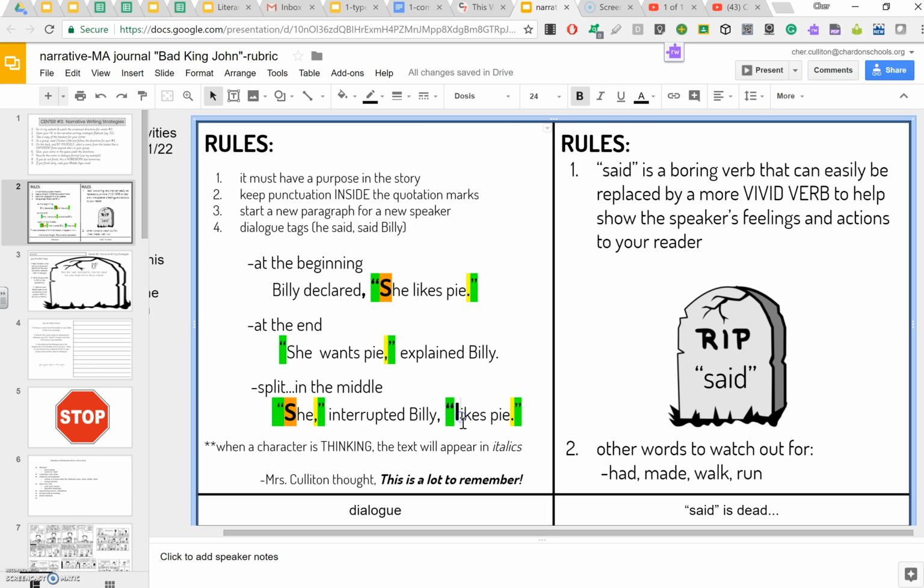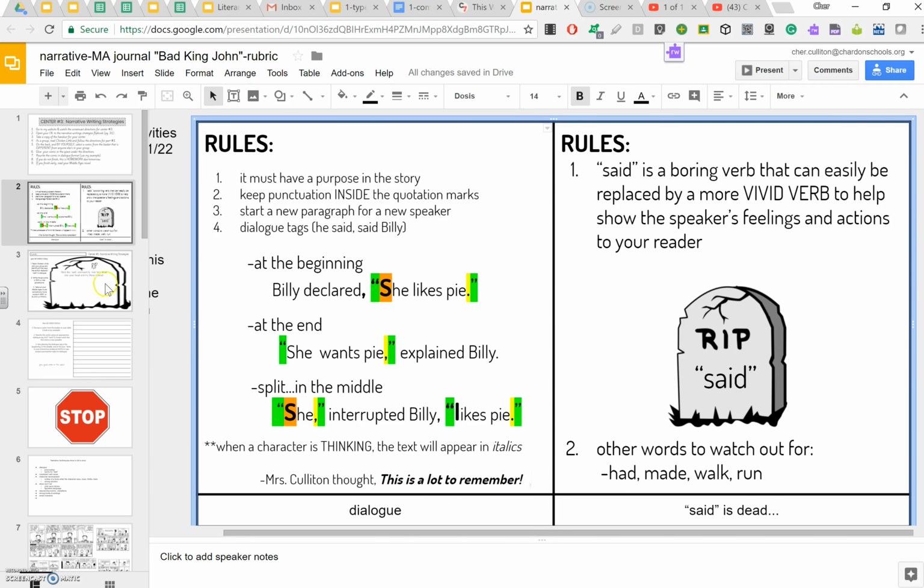So you're going to want to keep this page open while you do the next activity because this is a lot of information, a lot of pinpointing and specific punctuation marks. Something to note: when a character is thinking, the text will appear in italics. So you'll see an example here. Mrs. Culleton thought. She's not saying it out loud, but as a reader, I know that when I see italics like this, that means it's a character's thought.